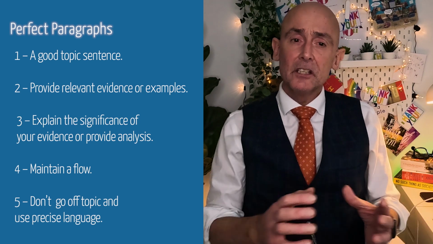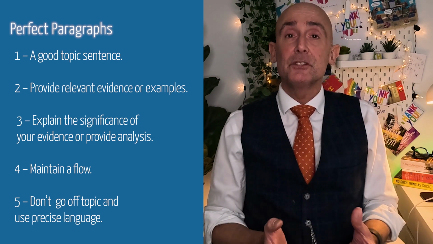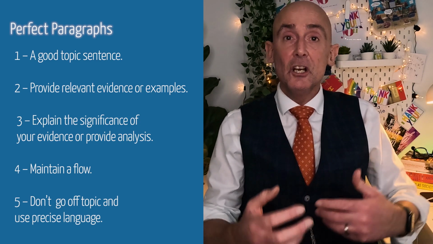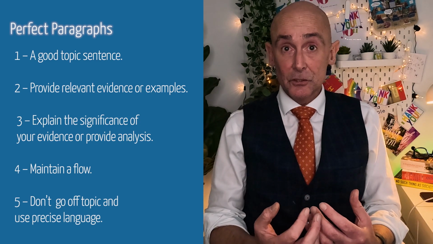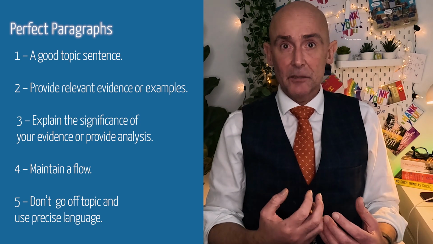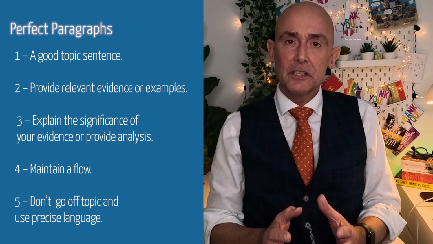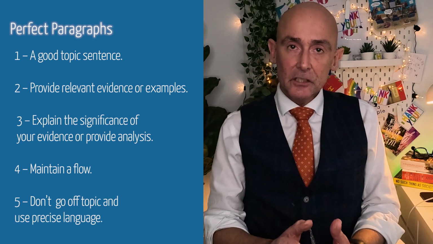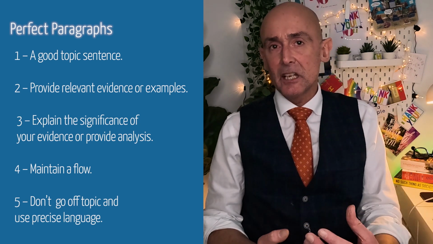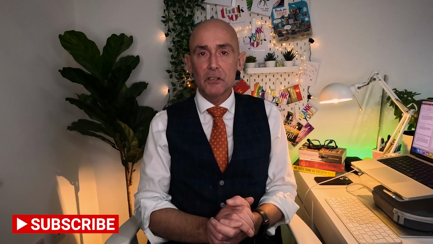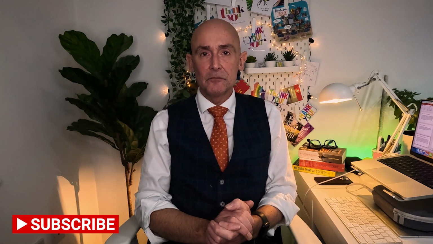And finally, make sure that your paragraph is coherent. Make sure the sentences aren't going on too long. Make sure that it makes sense to you and to the examiner afterwards. And also make sure that the language you're using is precise and technical terms, the correct names, the correct language you use with regards to your subject. There we go. 5 ways to write a great paragraph at A-level.